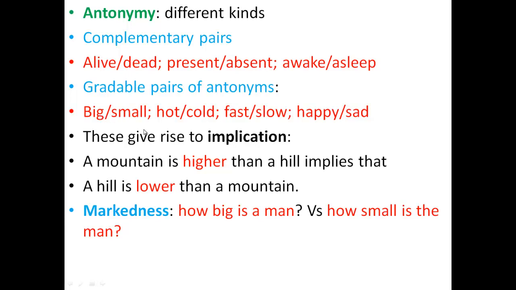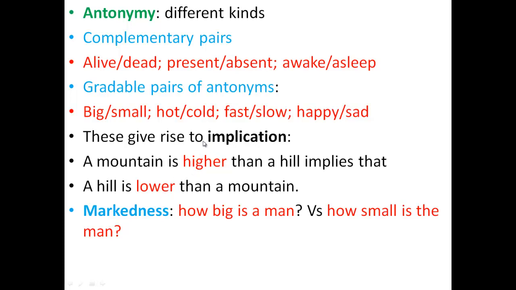Now, these gradable pairs of antonyms give rise to implication. Let's explain it through this example. A mountain is higher than a hill implies that a hill is lower than a mountain. Look, here we have another couple of gradable antonyms, high and low. And look, even here, the morphological marker, ER. This is the comparative form of the adjective, here higher and here lower. We can even have another degree. We can say highest and lowest, the superlative form of the adjectives. This shows that we have got degrees here.